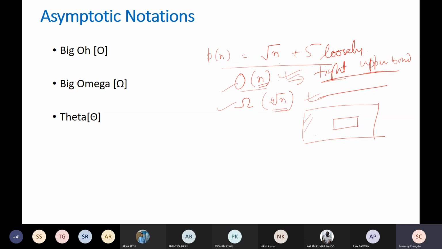So we have another two asymptotic notations. Though these are not very famous or you will not find them regularly in your book, we still require learning these two. One is small o.